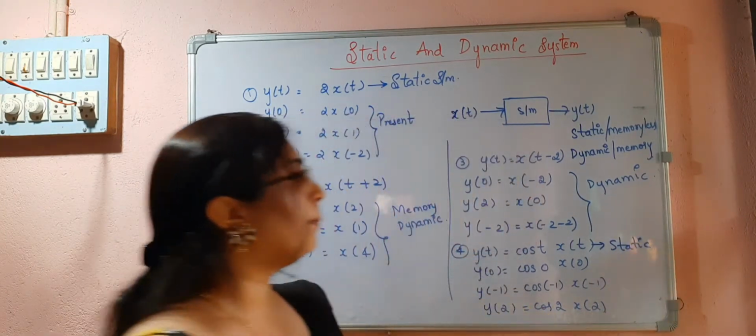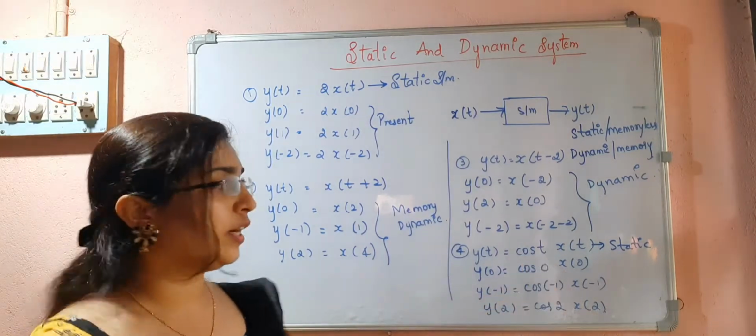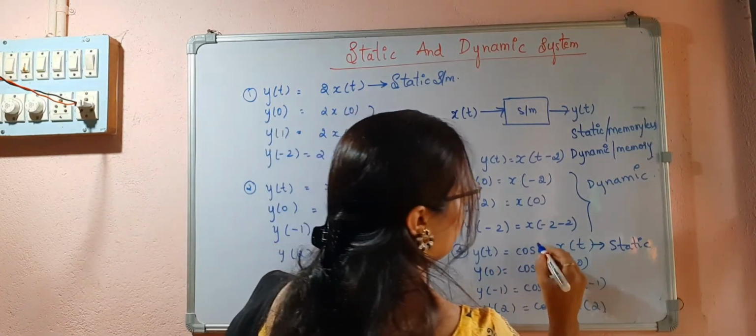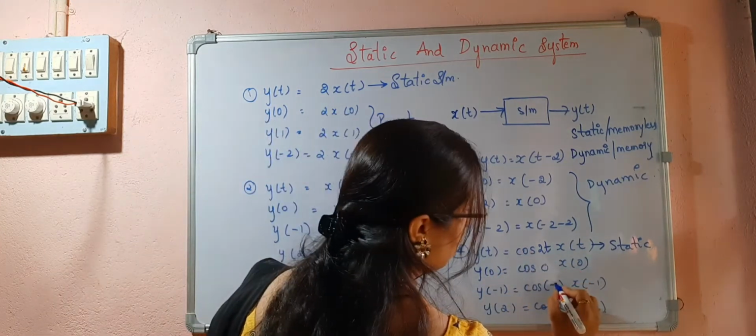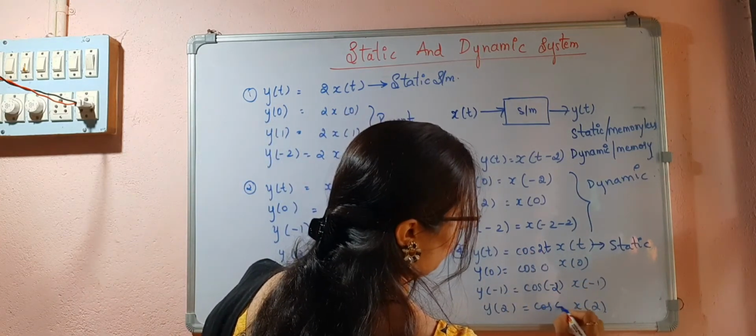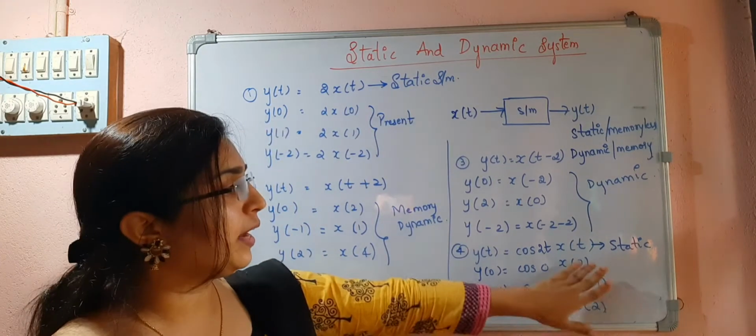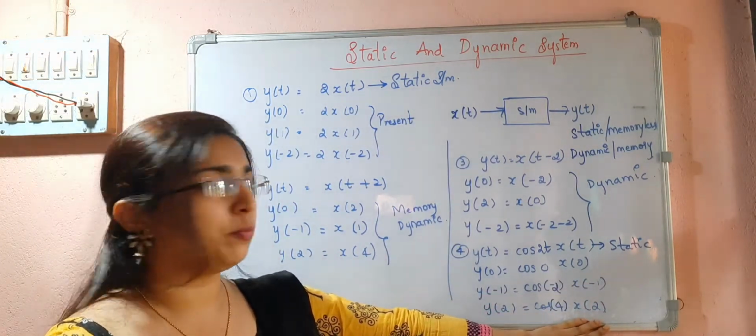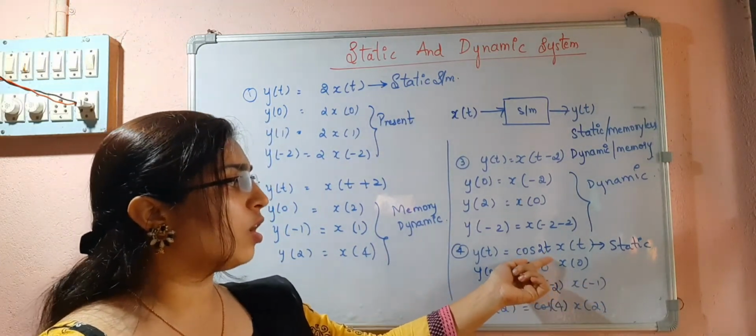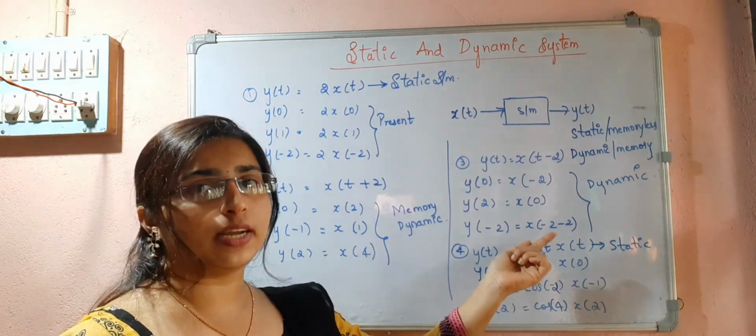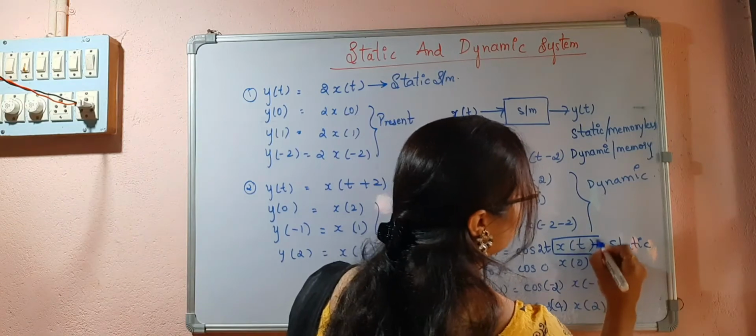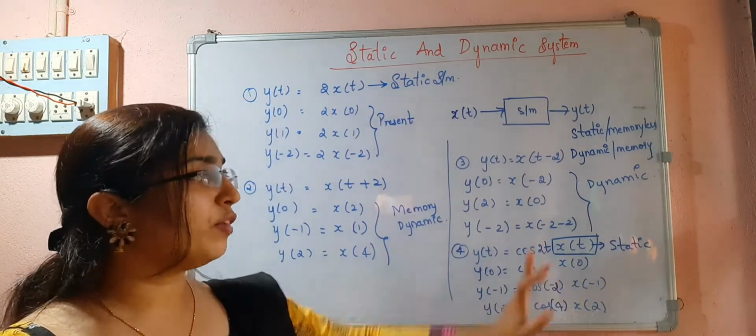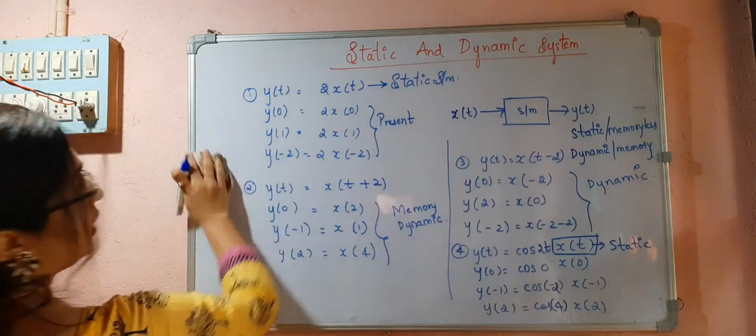So it is not depending upon the coefficient. Instead of t, if I give 2t, in this case also this will be minus 2 and this one will be 4. But it is depending upon the present values of the input. Just don't look at this cos, or whether any sine term or exponential term is present. Our main focus is on the signal x of t.